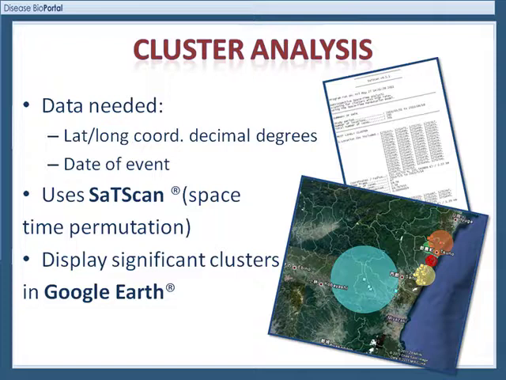It uses SaTScan. I don't know if you are familiar with SaTScan. It uses space-time permutation, and it will show the SaTScan output with all the results, the significant clusters, and the p-value for the significant cluster. And it also will automatically display the circular clusters in Google Earth, which is very useful. You have a time window in Google Earth that you can manage to see the clusters in space and time.